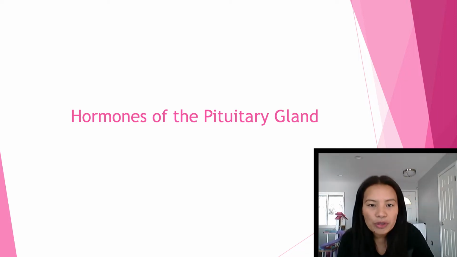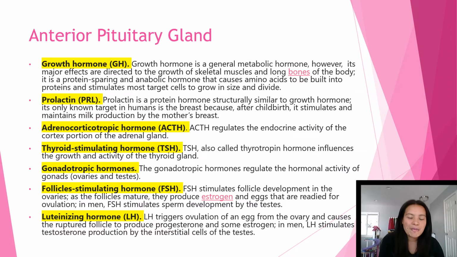Okay, hormones of the pituitary gland. So in the anterior pituitary, there are several hormones that affect many body organs, while the posterior pituitary is not an endocrine gland in the strict sense because it does not make peptide hormones, but it simply acts as a storage area for hormones made by hypothalamic neurons. Okay, let's first discuss the hormones in the anterior pituitary.